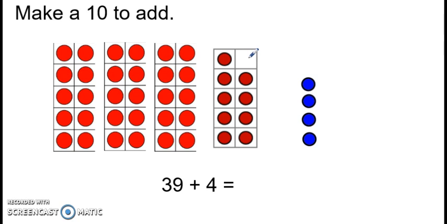or 40. So, similar to what we did yesterday, we're going to take the ones that we need from the number we're adding to and make the 10. So I'm going to come over here to the 4, and I'm going to take one of these ones, and I'm going to move it over to make my 40. So down here, I took the 1 out of the 4, which left me with 3 left.